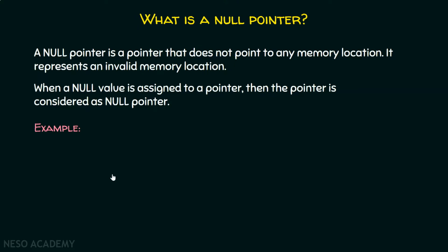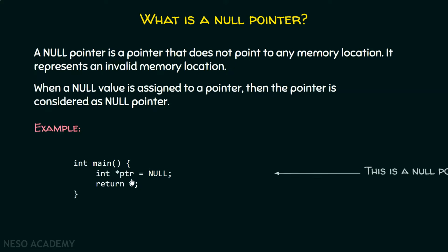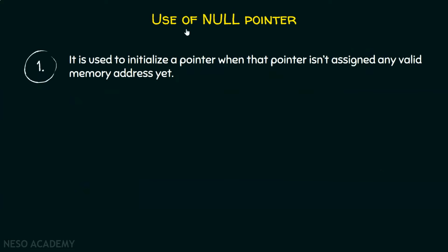For example, here in this case, we have initialized this pointer with null. So this is a null pointer. Now here are some uses of a null pointer. The first use is to initialize a pointer when that pointer isn't assigned any valid memory address yet. For example, here we are using null to initialize a pointer. It is better to initialize a pointer with null when it is not containing any valid memory address. So it is a good practice to initialize a pointer with null.